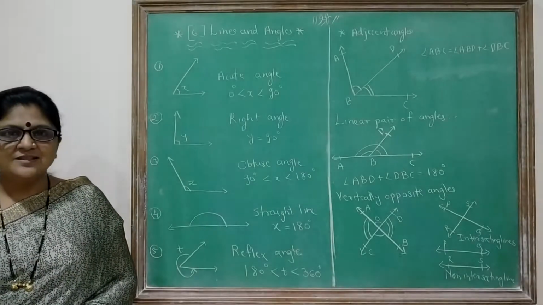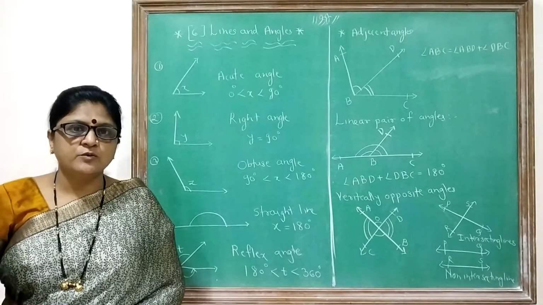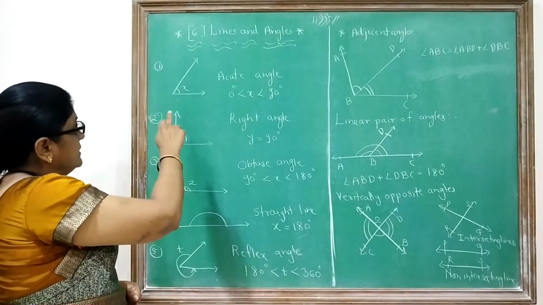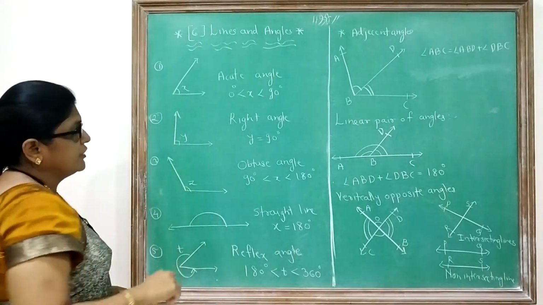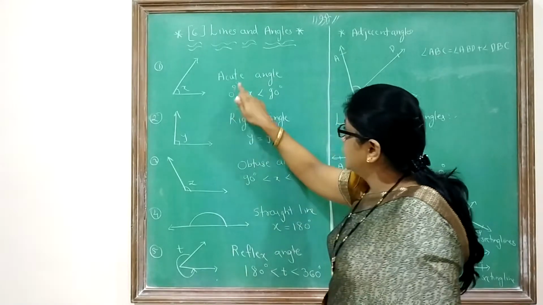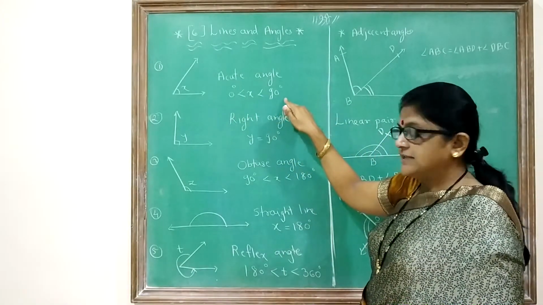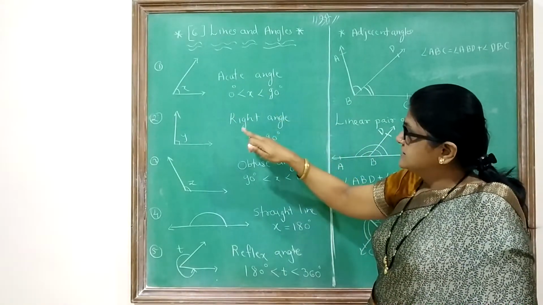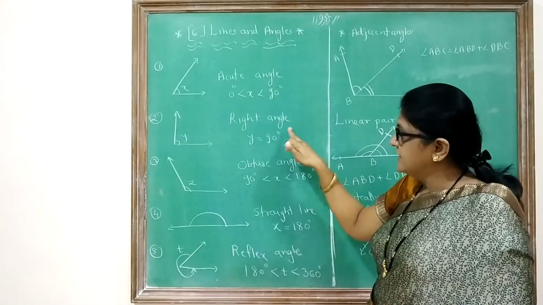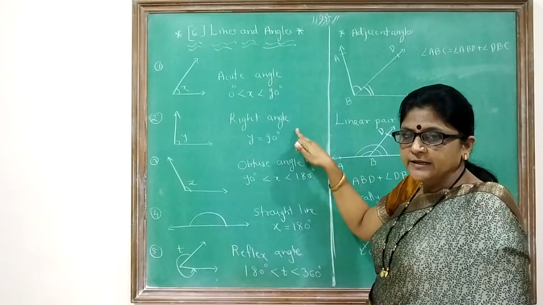Hello students, in this lecture we are going to see your new chapter, that is lines and angles. Then your first introduction is acute angle. This acute angle is 0 degree less than x less than 90 degree. Second angle is right angle. Right angle is always 90 degree, means y equal to 90 degree.